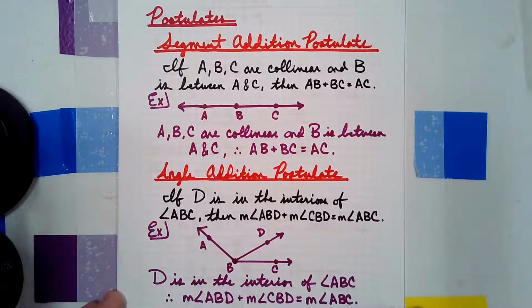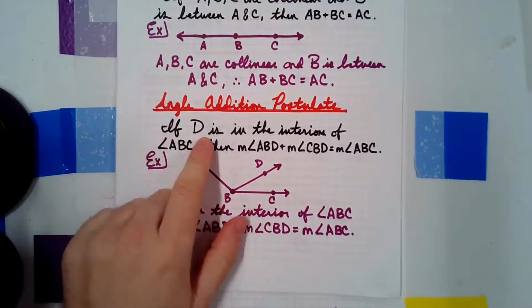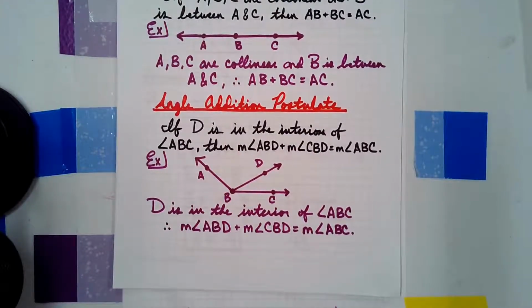The same logic with segments applies to angles. If D is in the interior, remember, interior means inside, inside means internal. Internal is like the voices I tend to ignore inside my head most of the time. Right?